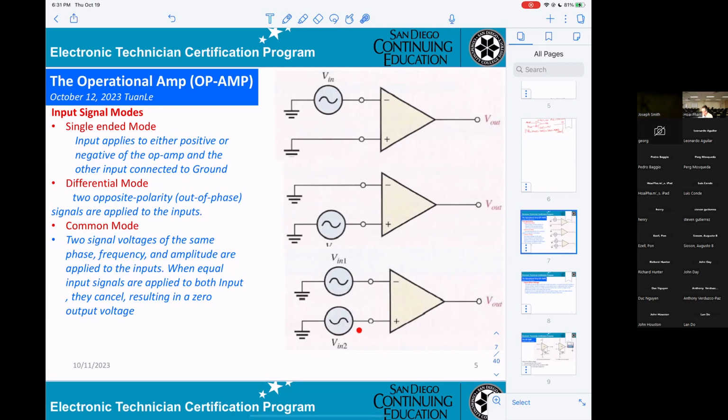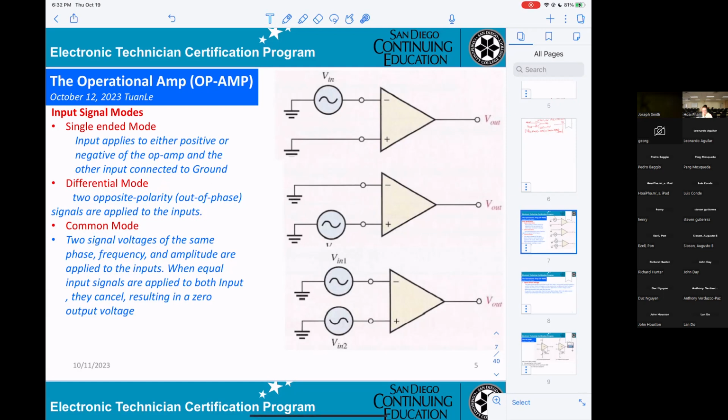Only you pay attention here. These two signals have to be opposite. This positive, this will be negative. Okay? Cannot be the same phase, and the op-amp can consider that to be noise, so they can reject it. Let's see what they say. Differential mode: two opposite polarity of phase signals are applied to the inputs.